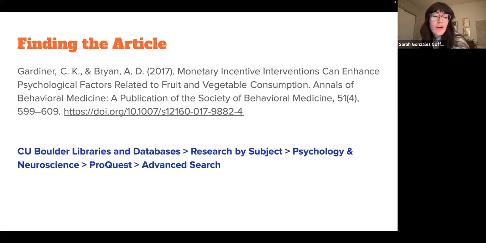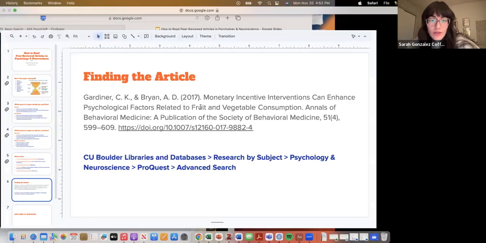And so I would go into CU Boulder Libraries and Databases. You can bookmark this, or I usually just Google it. Research by subject, psychology and neuroscience, and then we go to ProQuest and advanced search. So I'm going to walk you through what that looks like right now. We're going to find this article.